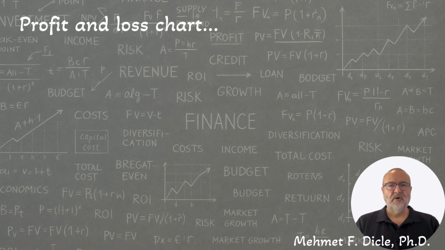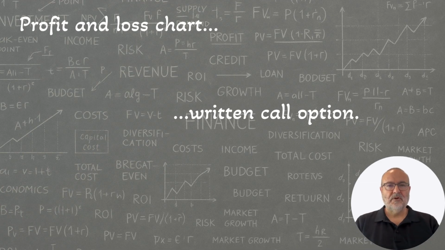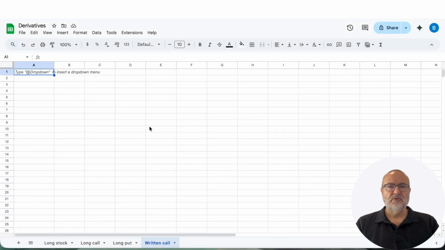Today, we will be talking about how to create a profit and loss chart for a written call option. Let's begin with our illustration. We will use Google Sheets for our illustration. Let's define our specific position.